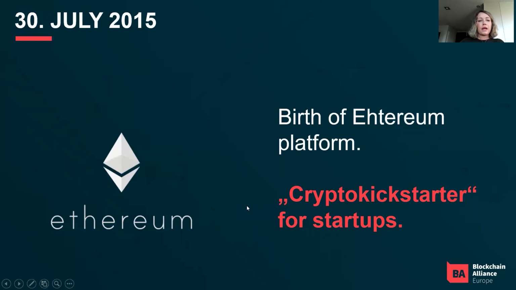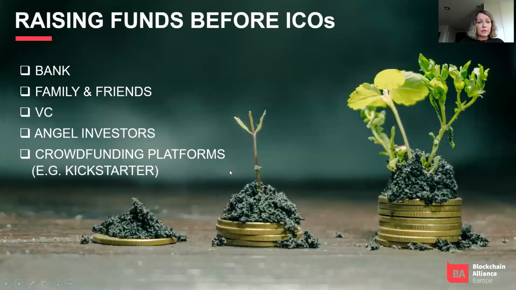Another important milestone happened on the 30th of July of 2015, when the Ethereum network was established. It was very important because it introduced smart contracts, and it later became, in 2016 and 17, some sort of crypto Kickstarter for startups. Why is this important? You know how we were raising funds before the ICOs. There is a possibility to go to the bank. Maybe family and friends are ready to invest. You can go to venture capitalists, to angel investors, or to some other crowdfunding platforms like Kickstarter that are not really suitable for some blockchain technology products.